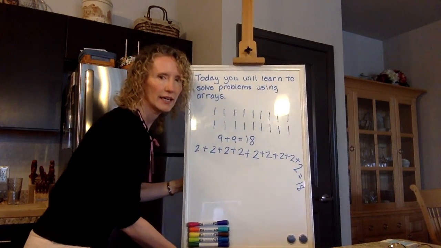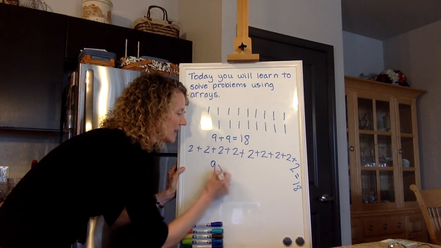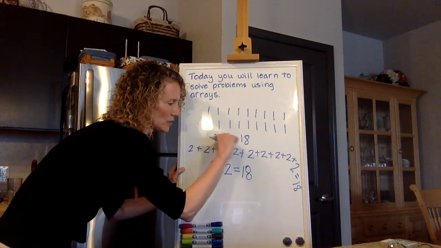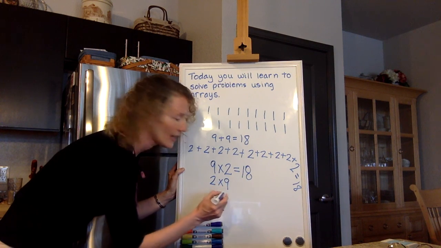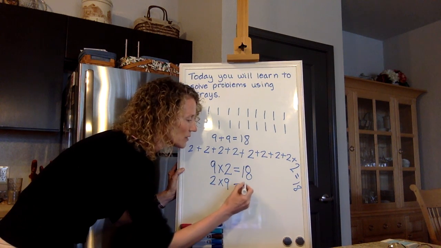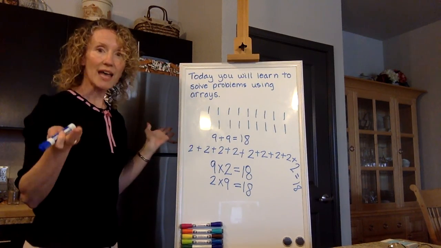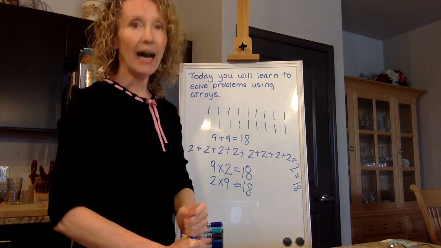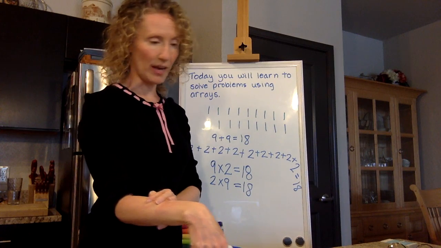I'll move this a little closer so you can see better. So 9 times 2 equals 18. That's more like this one. And 2 times 9, 9 times 2, equals 18 as well. You are doing great. So that is our lesson on arrays. I want you to do these with me before you work on your math pages, okay?